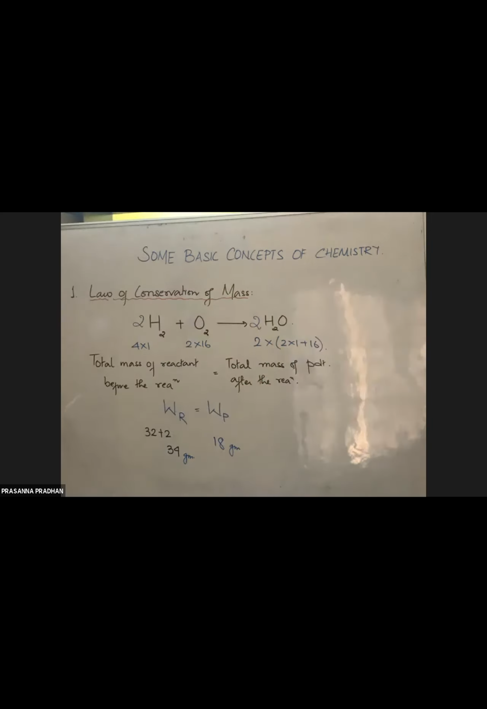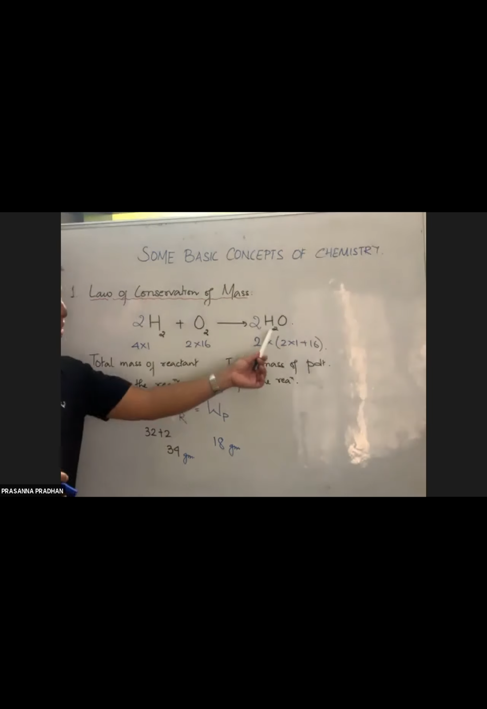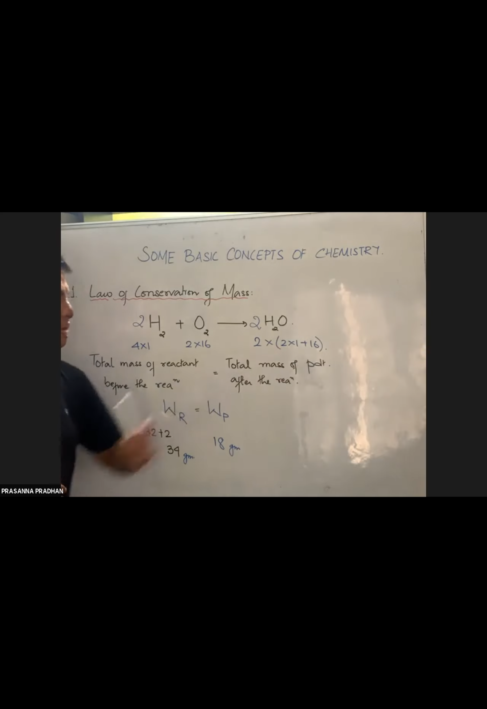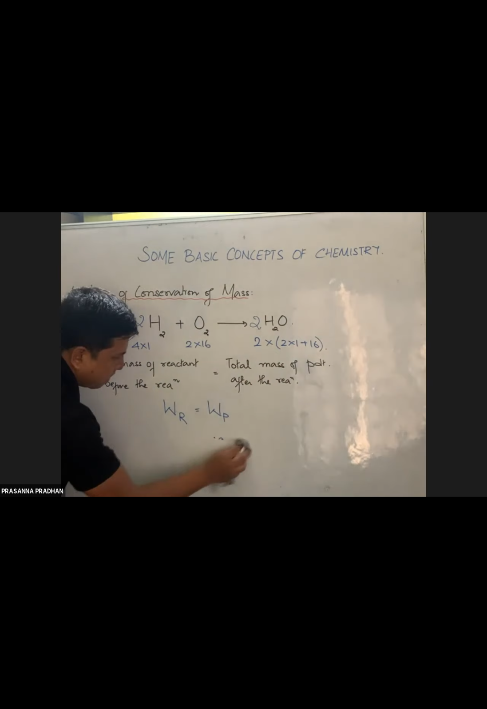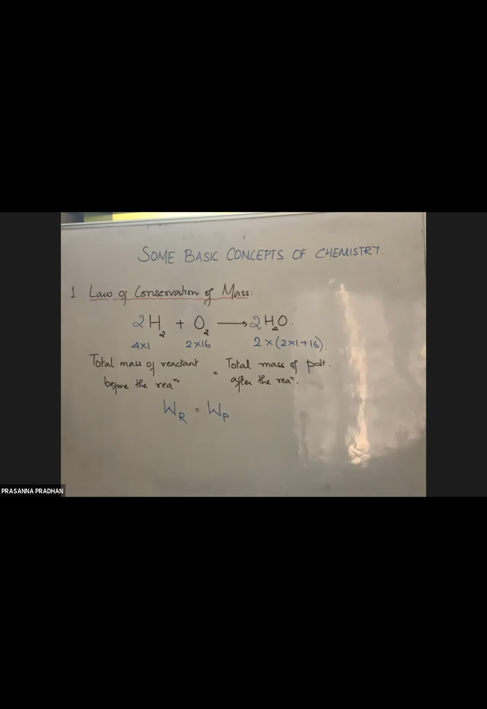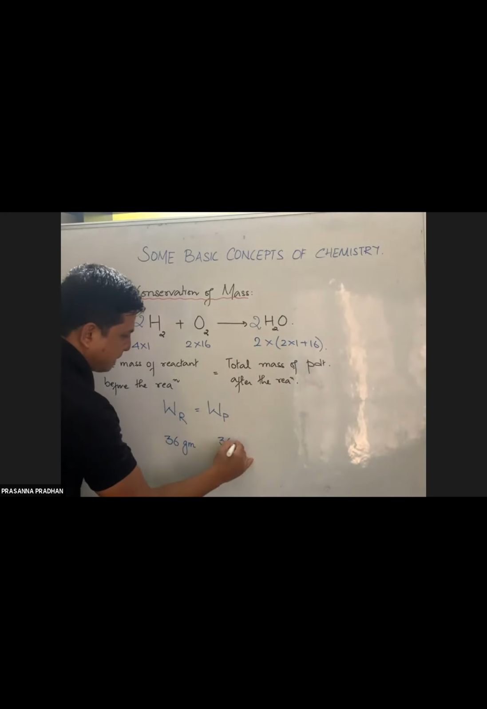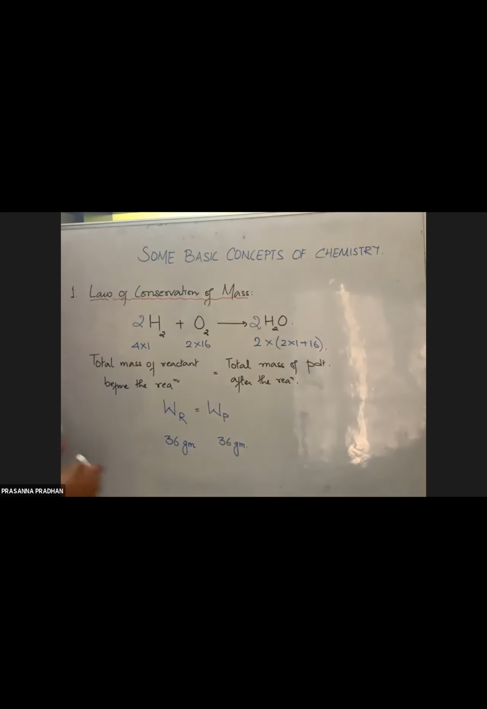I have done this in class. If not, we'll be doing details, don't worry. So 2 into 1, which is the atomic mass of hydrogen, plus 16, which is the atomic mass of oxygen. Now, what is the total weight of the reactant, guys? 16 times 2 is 32, plus 4 is 36 gram. Yes, and out here 16 plus 2 is 18, 18 times 2 again 36.